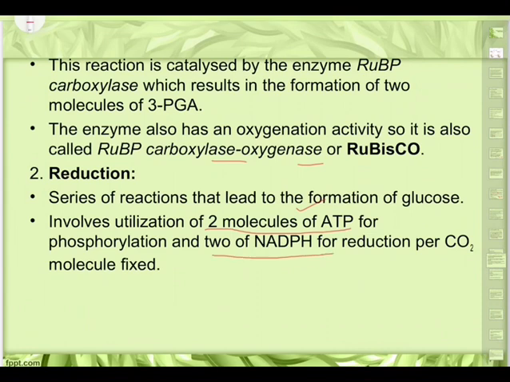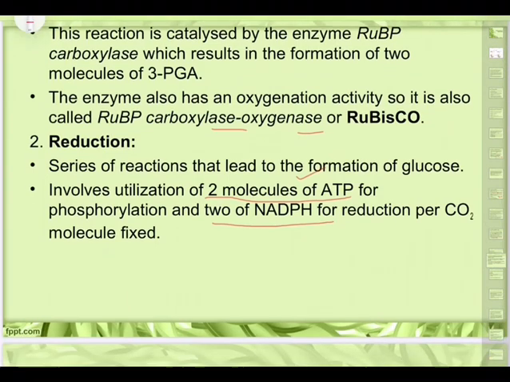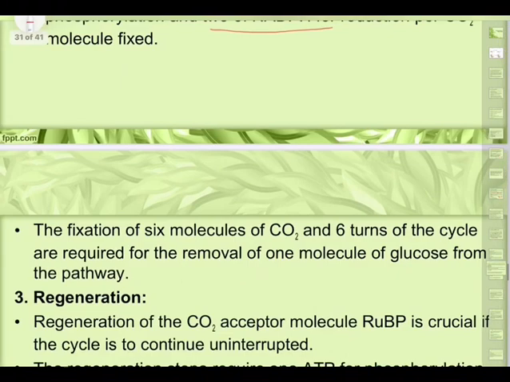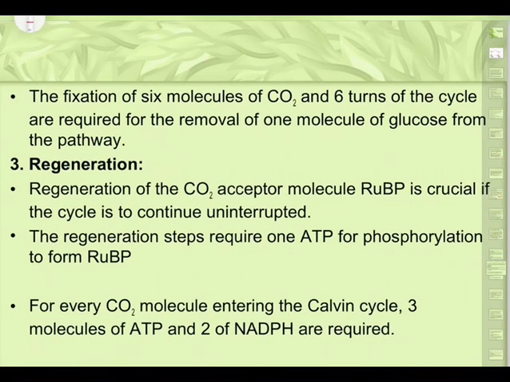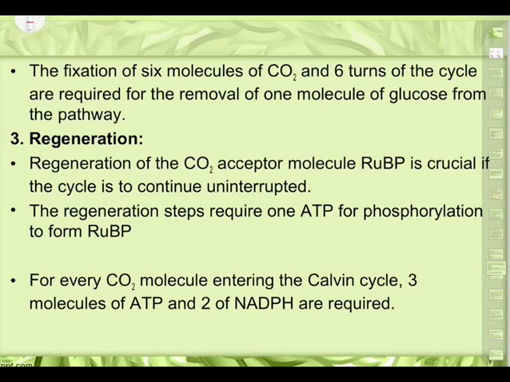What about the second step? It is reduction. The series of reactions that lead to formation of glucose involves utilization of two molecules of ATP for phosphorylation, and two molecules of NADPH for reduction per CO2. So we can see the same thing in the picture also. It is the utilization of two ATP and NADPH. The fixation of 6 molecules of CO2 and 6 cycles are required for the removal of 1 molecule of glucose from the pathway.